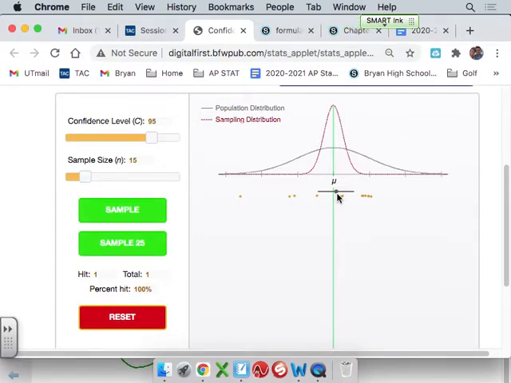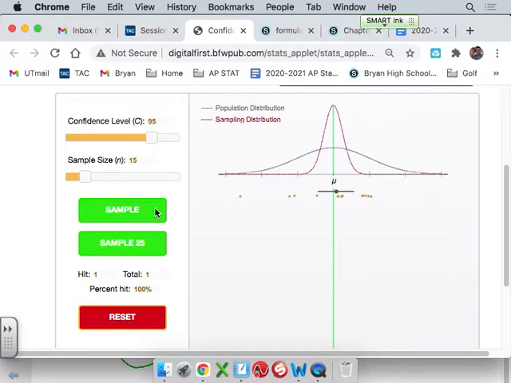So let me do another one here. So the question is, did our interval capture the true average height of Bryan High? Here's my sample mean of 15 people, their average height, and then I gave it an interval. Did my interval capture the true average height of Bryan High? And in this case, it did. Our interval is inside of this.